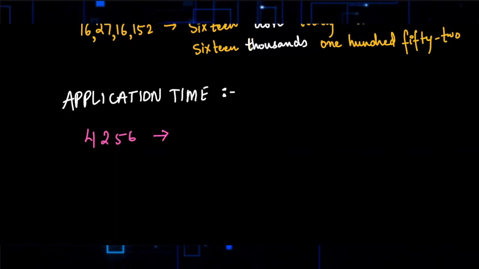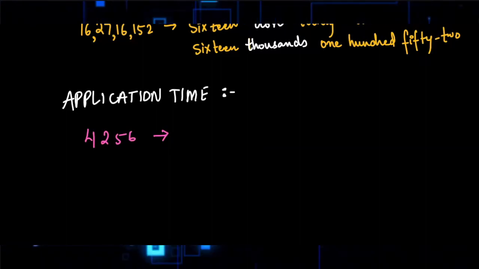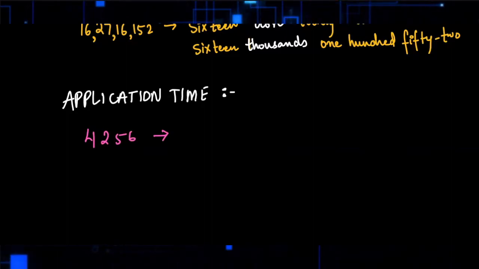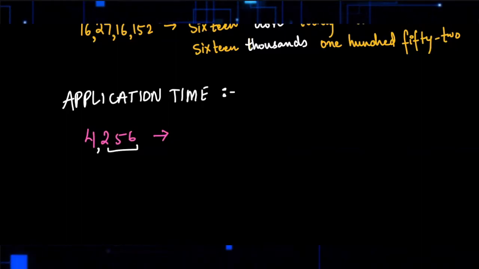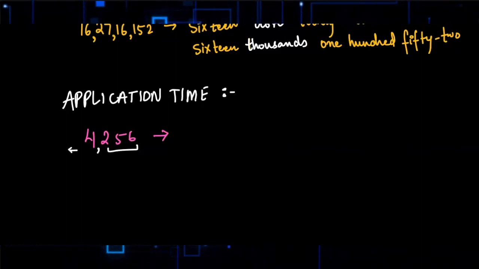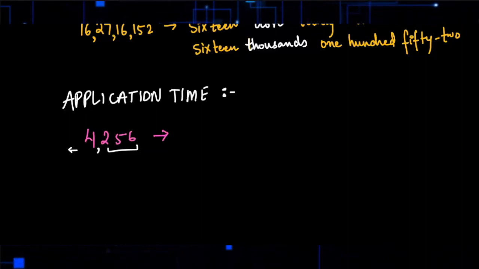Okay, now hope you must have done it. Let's see if you have done it correct or not. So the very first thing that comes is the comma or the separator. We'll take the last three numbers and put a comma, and we have no more numbers here, so we'll just put one comma here.